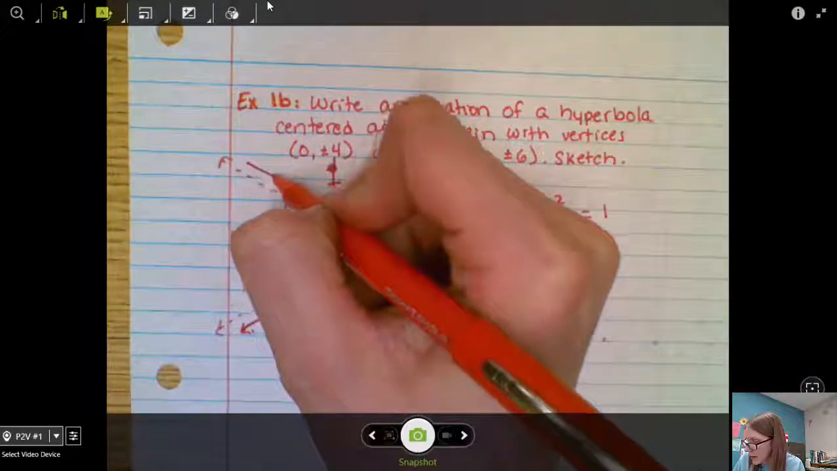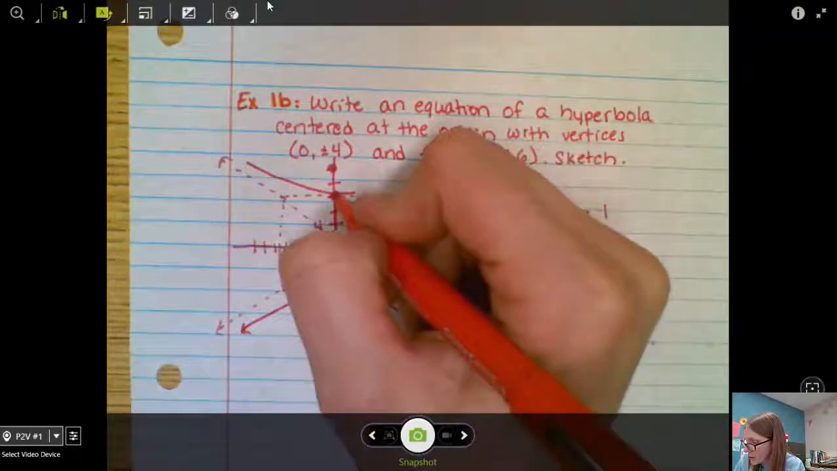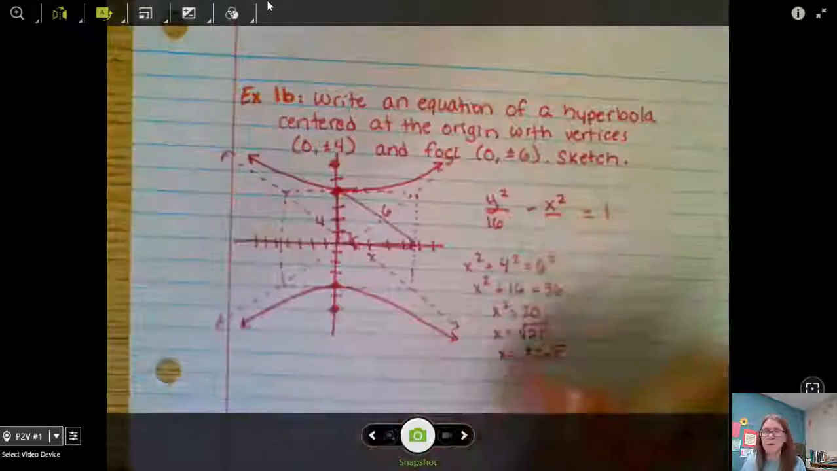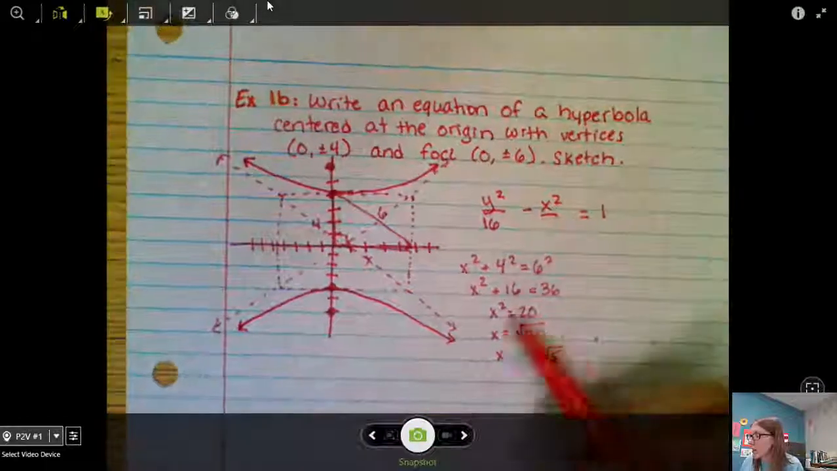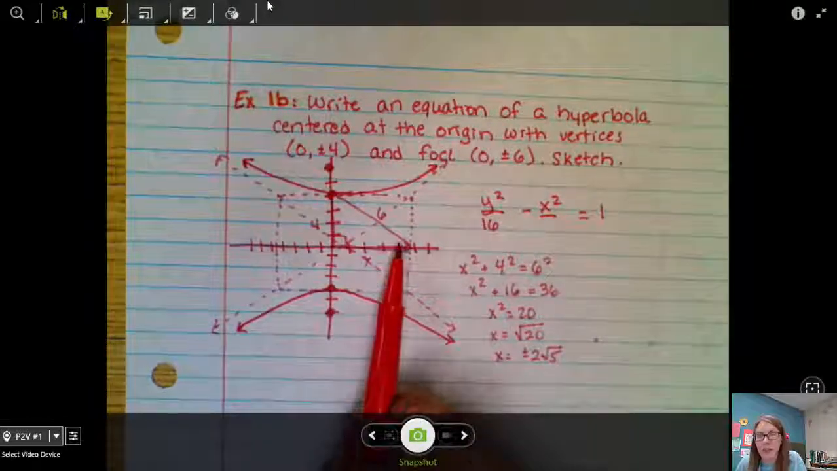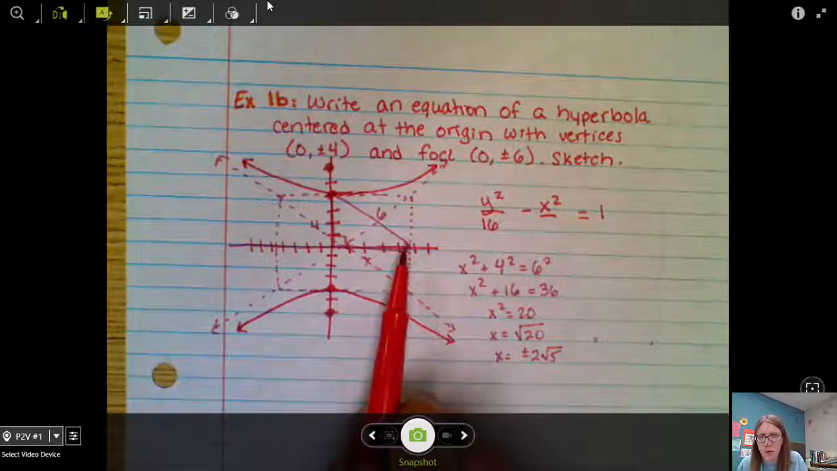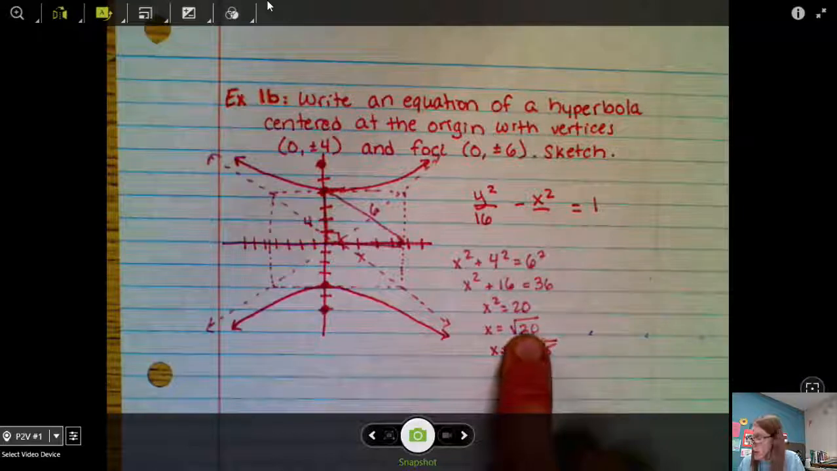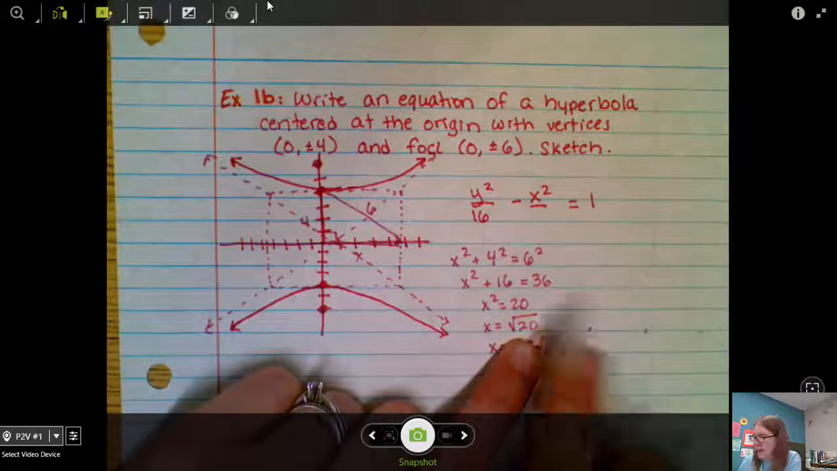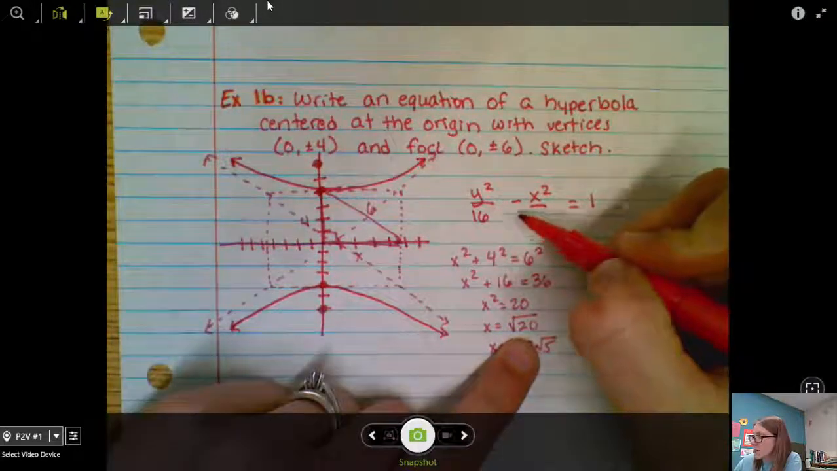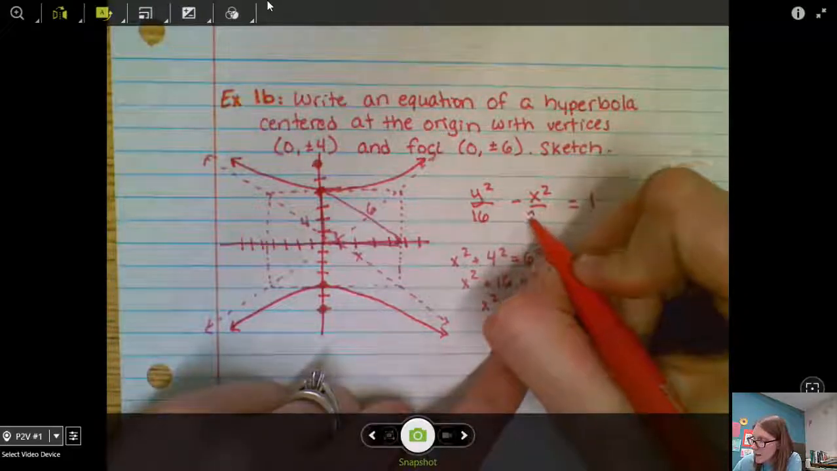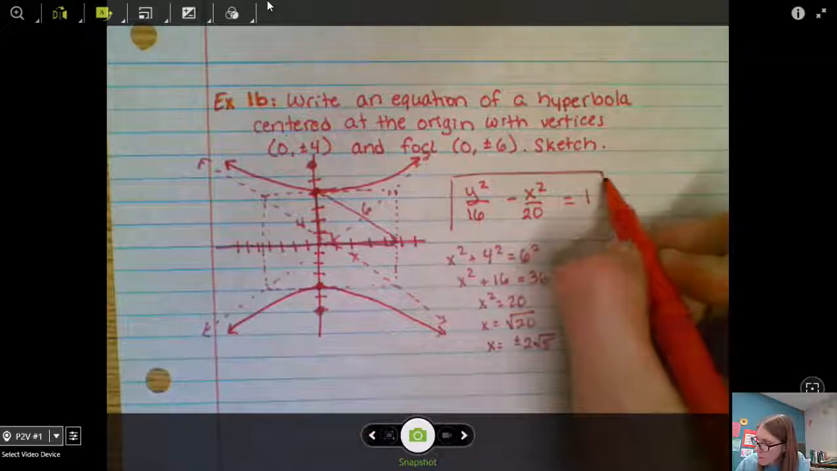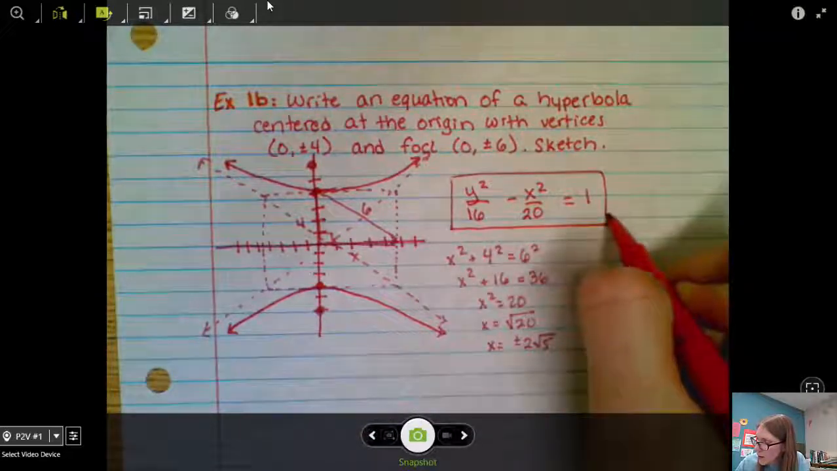And our last thing that we have to do is to finish off our equation. And to finish off our equation, well, let's look back here. We knew that other dimension for our central rectangle was 2 square root of 5. Right before we simplified that square root, though, is the square root of 20. This is probably easier to look at when we figure out what number goes here. Square root of 20 squared is 20, and that gives us the rest of our equation. y squared over 16 minus x squared over 20 equals 1.